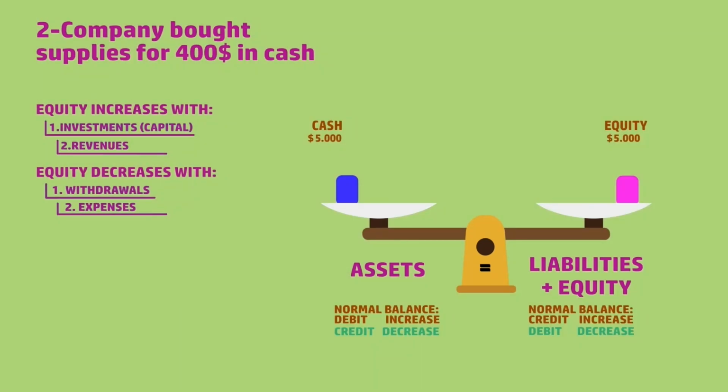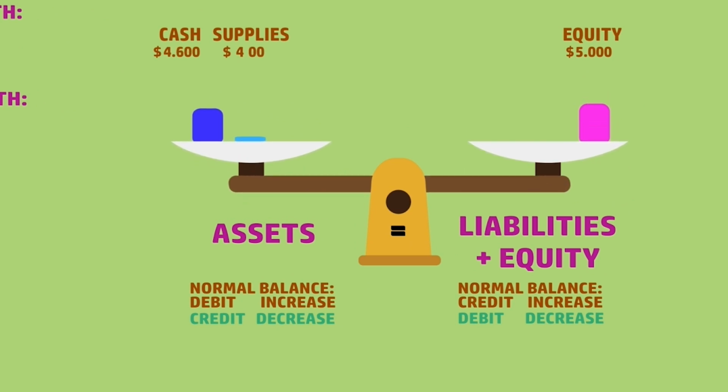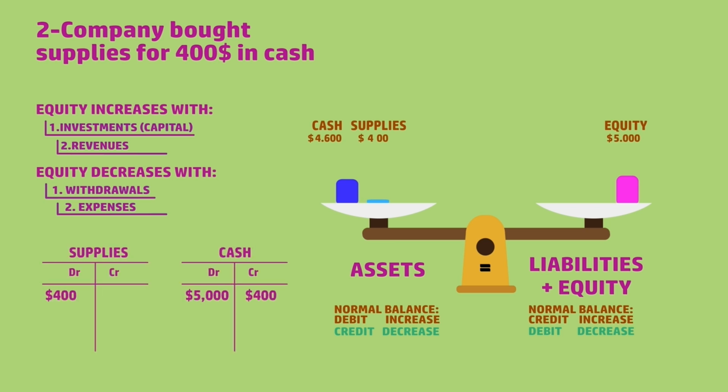Number 2. The company bought supplies for $400 in cash. Supplies under assets increased by $400 and the cash account, also under assets, decreased by $400. Notice we added a new asset, supplies, and removed from another asset, cash, so the scale remains in balance. Again, we record an increase for an asset with the debit and a decrease with the credit. So we debit supplies and credit cash by $400.